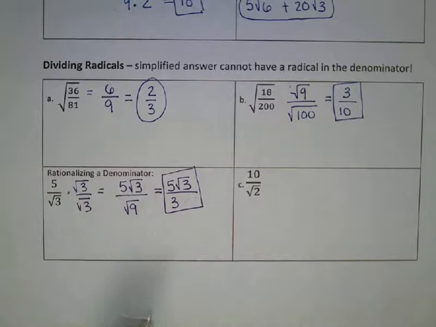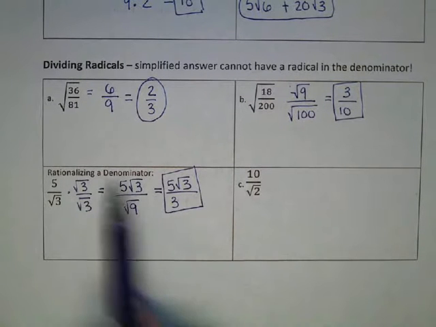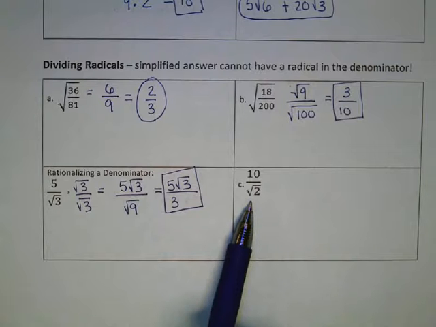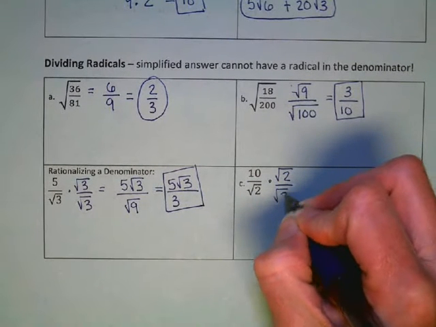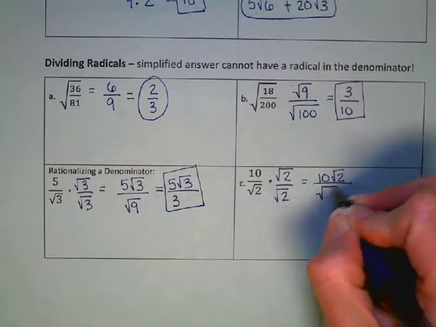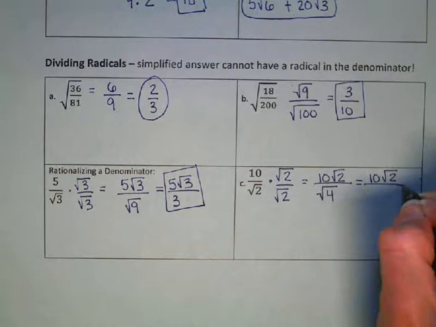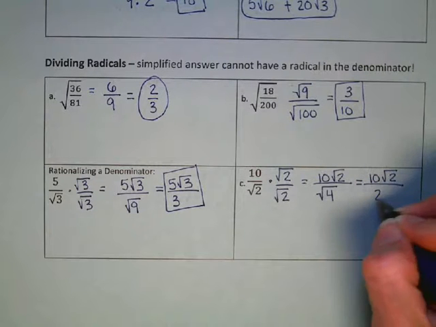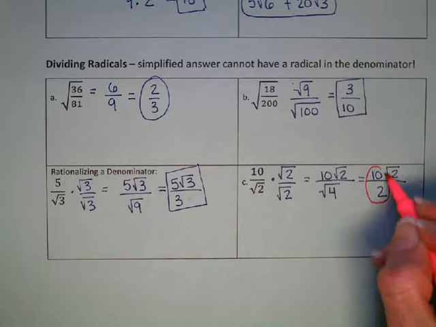Okay. The next one, rationalize the denominator, because you can't have a radical or a square root in the denominator. We multiply by the denominator. On top you get 10 square root of 2. On bottom we get square root of 4. So on top you have 10 square root of 2. The square root of 4 is 2. So now you're like, okay, well 10 and 2, that can reduce. So if you were going to reduce 10 over 2, 10 divided by 2 gives you 5 square root of 2.